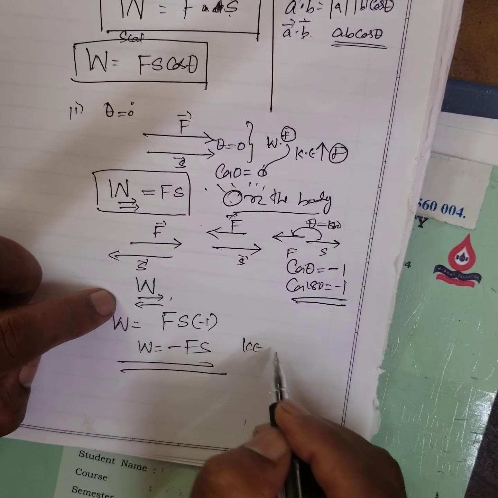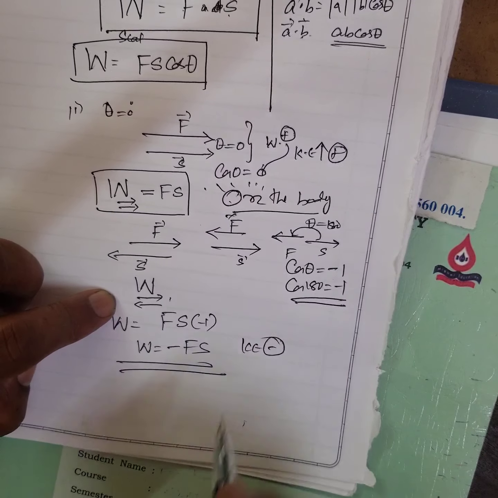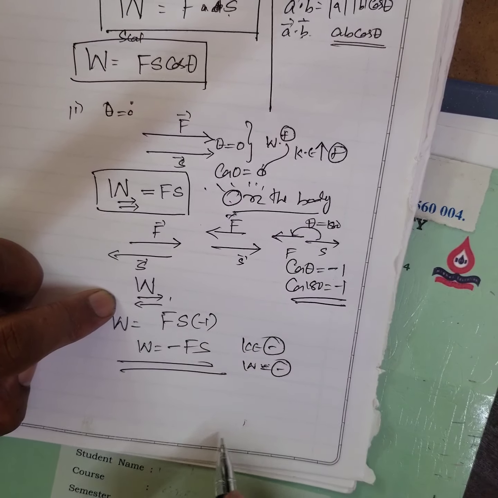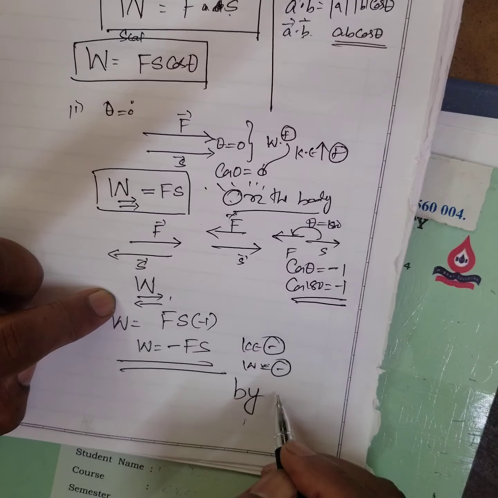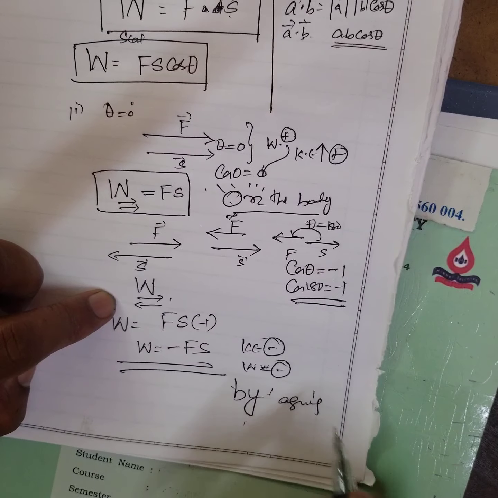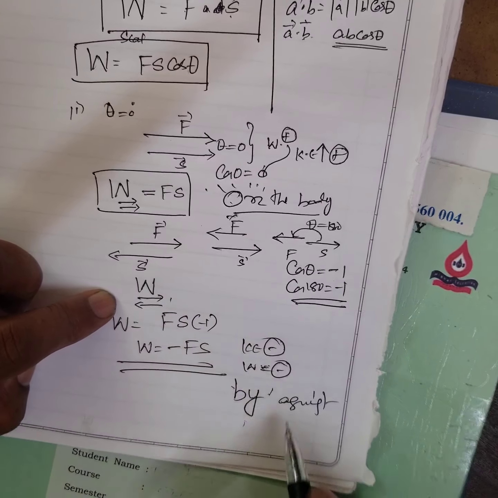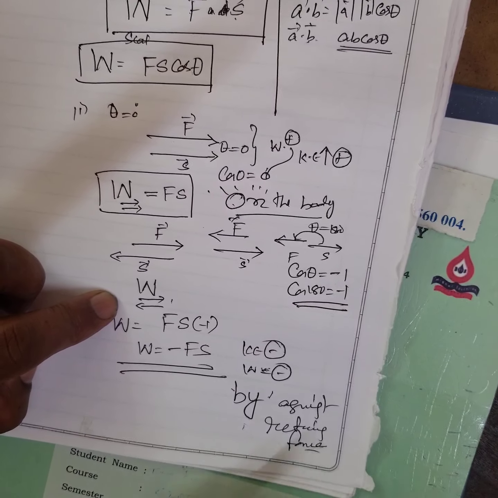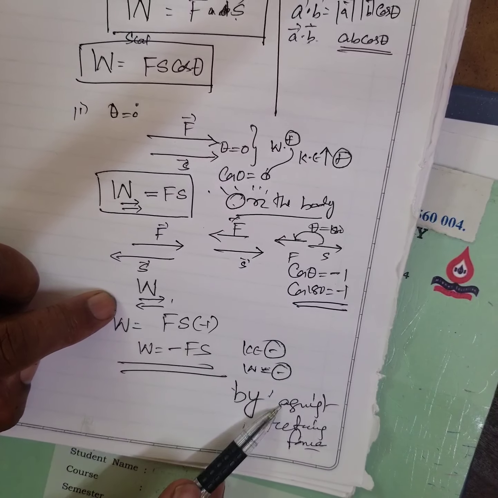Therefore, kinetic energy is negative, and work done is also negative. This is the work done by the body against the retarding force. Remember, the work done against the retarding force.